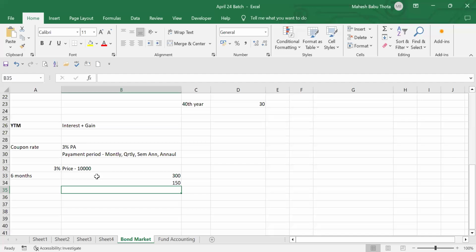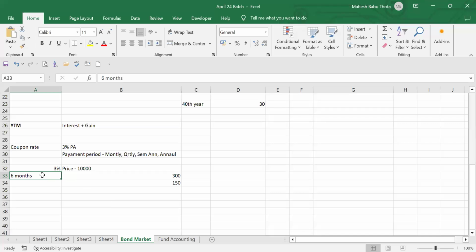So this 3% is an annual interest. I need to convert that annual interest into 6 months once. That's why I'm dividing the total interest by the number of periods. So for 1 year, how many times will I be receiving this interest? For 1 year, 2 times. 6 months once, 2 times.